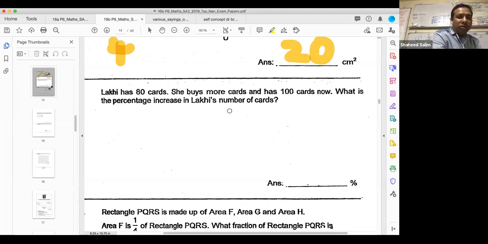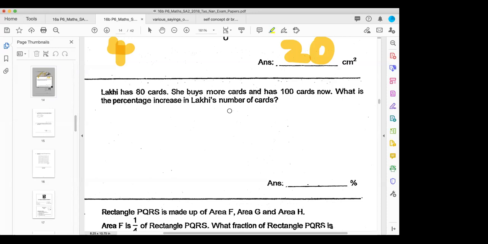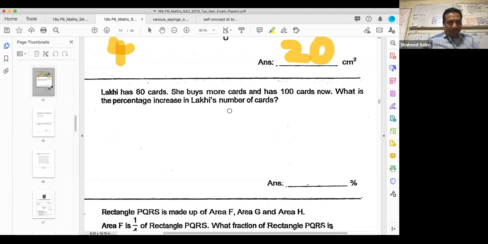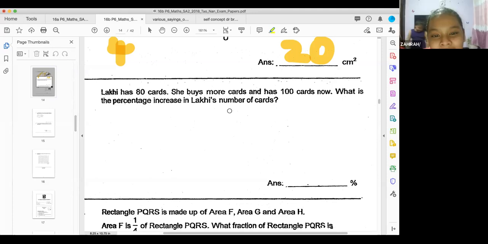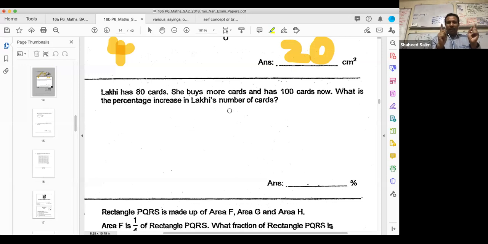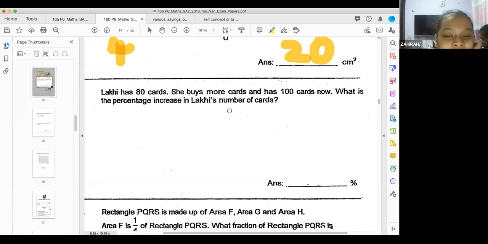So we will ask Senorita Sofia, what is 100%? What number is 100% here? Who knows? 80. 80, well done. 80 is 100%. Remember. Good. Okay, now solve the question.